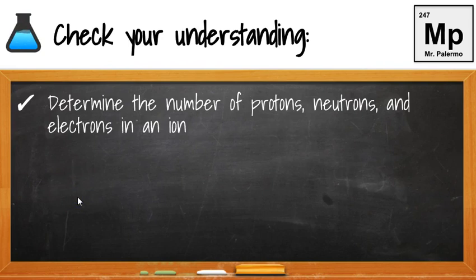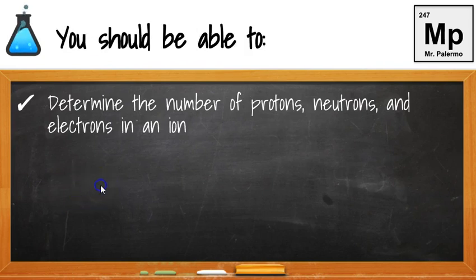Let's check your understanding. Can you determine the number of protons, neutrons, and electrons in an ion? At this point, you should be able to determine the number of protons, neutrons, and electrons in an ion.